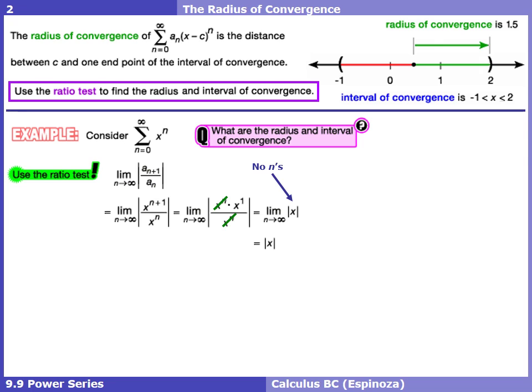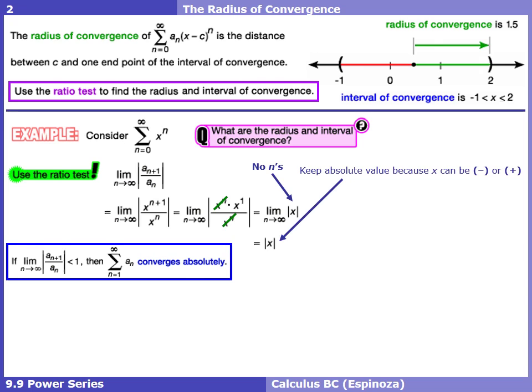Based on the ratio test, we get a result of absolute value of x. And we know by the ratio test that that has to be less than 1. Additionally, we need to keep that absolute value because, of course, x can be negative or positive. There's no information that's telling us that it can't be negative or positive, so we have to keep that absolute value. So again, as a reminder from 9.6, if we do a ratio test on an infinite series, then the result of that limit would have to be less than 1 if our infinite series is going to converge. So that's what we want to do.